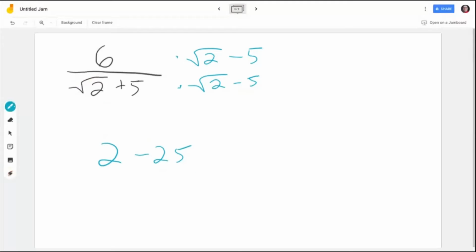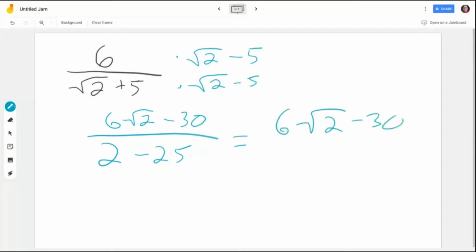Let's look at the numerator. We got 6 times the square root of 2 and 6 times the negative 5. It's got to distribute to both of those. So we're going to end up with 6 square root of 2, and then 6 times the negative 5 is negative 30. Now we can do the arithmetic down here in the denominator. 2 minus 25, that is going to be, let's rewrite the numerator real quick. That is going to be negative 23.